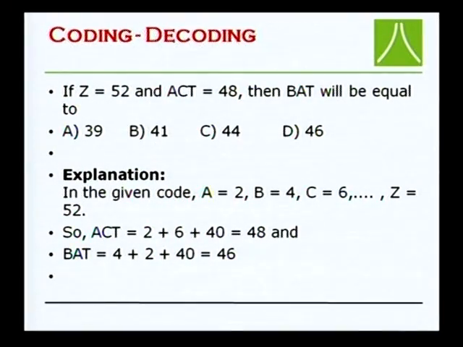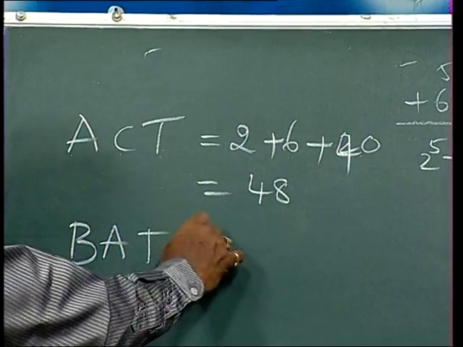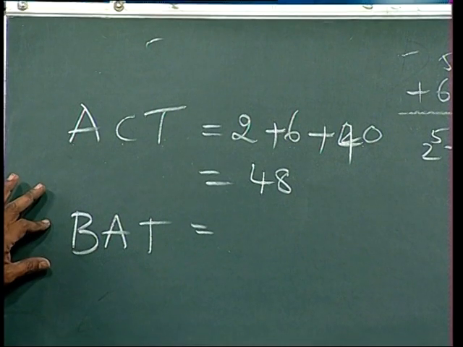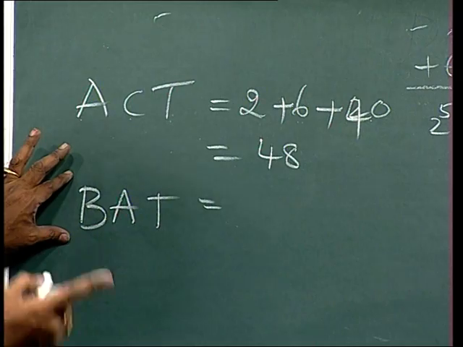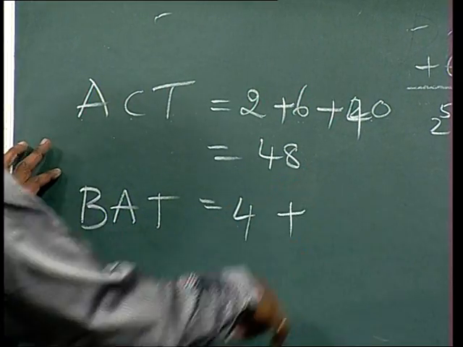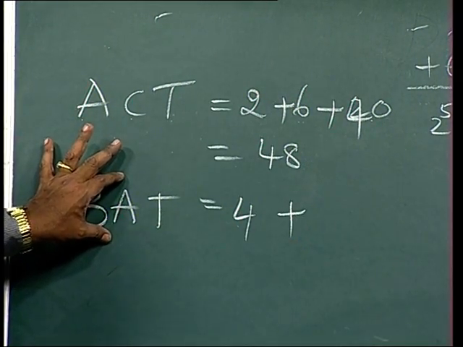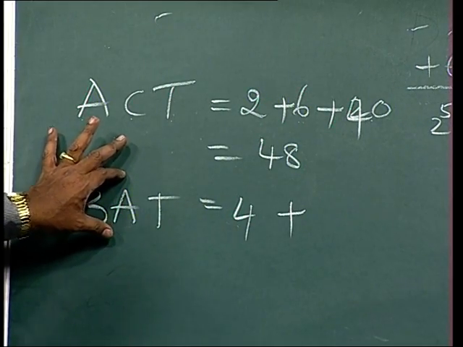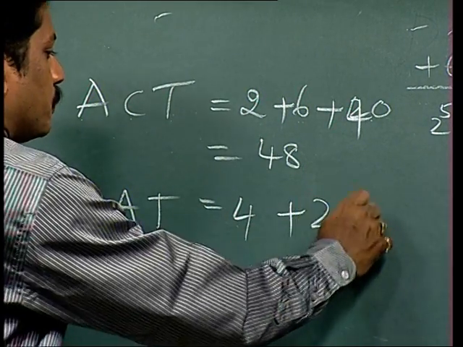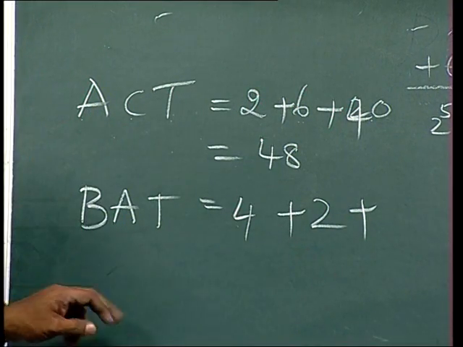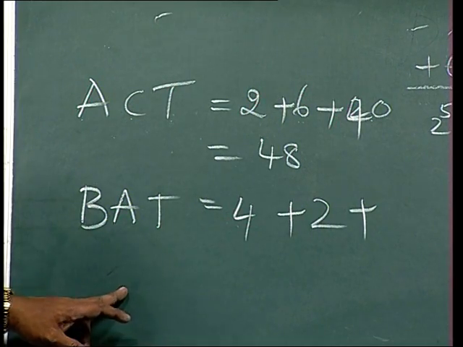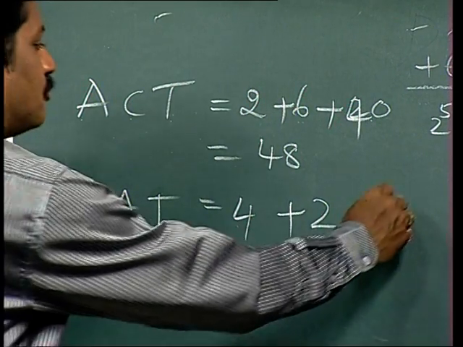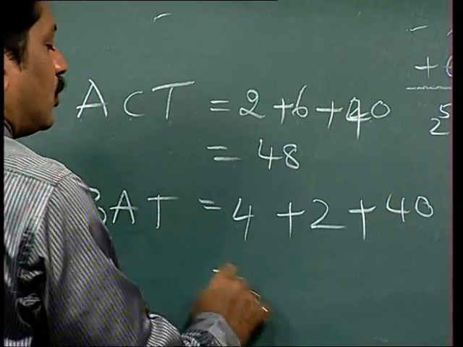Okay. Now, you are coming to BAT. B is the second letter, so what is the value of B? Twice of that position, so 4. A is the first letter, so its position is 1, and twice of that position means 2. And T is the 20th letter, so its position is 20, and its value is twice the position, 2 times 20 is 40. So, 4 plus 2.